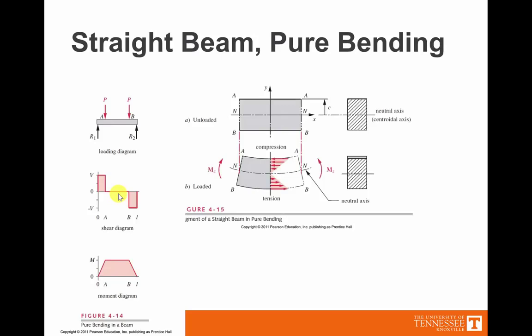So let's take a look at what's happening in that section. When it's unloaded, it's initially straight. When it's loaded, there's some sort of deflection that occurs. And one of the key pieces to note is that the maximum compression occurs at the top and the maximum tension occurs at the bottom. Or another way to say it, the maximum stress caused by the moment occurs at the furthest distance away from the neutral or the centroidal axis. So the worst cases are up here at the top and up here at the bottom.